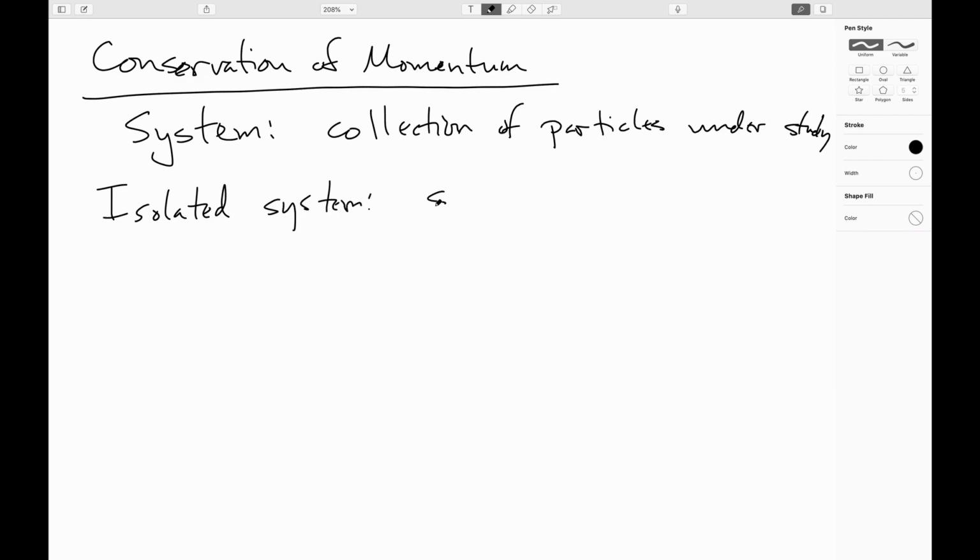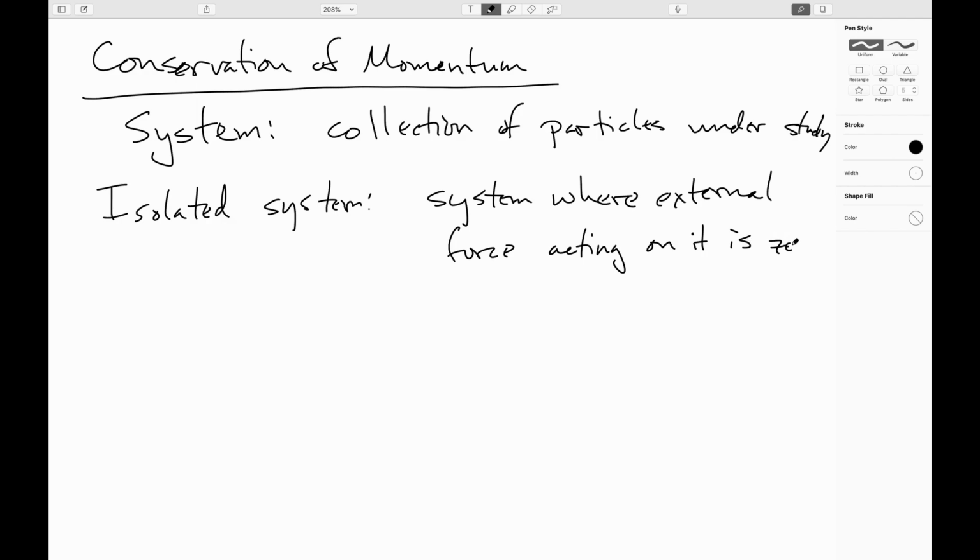And this is a system where the external force acting on it is zero. Okay, so let's see where this takes us here.